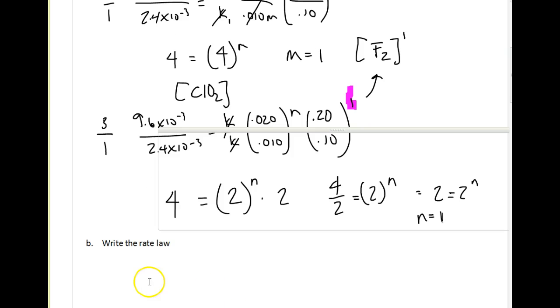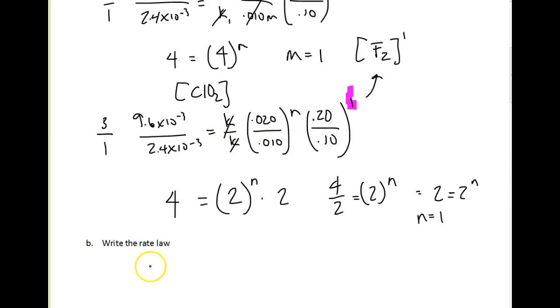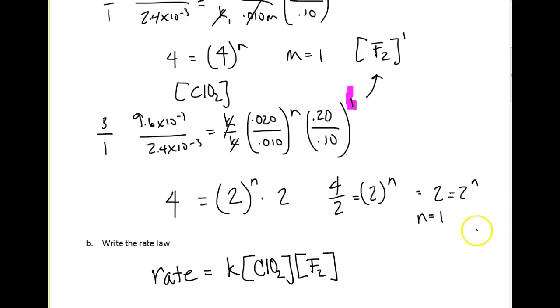Okay, so let's go ahead and write our rate law now. We can write our rate law as rate is equal to our rate law constant multiplied by ClO2, which we just determined as having first order, and the F2, which we previously determined as being first order as well. So this would be a second order overall reaction, or first order with respect to either one of the reactants.